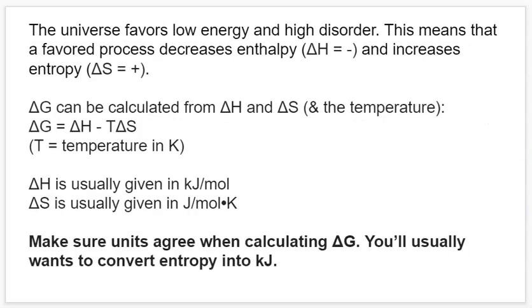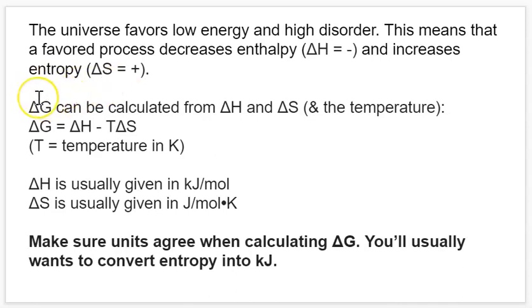So overall, the universe tends to favor low energy and high disorder, which means that an exothermic process is generally favorable because it's going from a higher energy to a lower energy. It's letting the universe relax a little bit. And an increase in disorder is also preferred. And this is something you might see in your everyday life, where you spill something and it scatters everywhere and makes a big mess rather than spilling into a nice even pile.